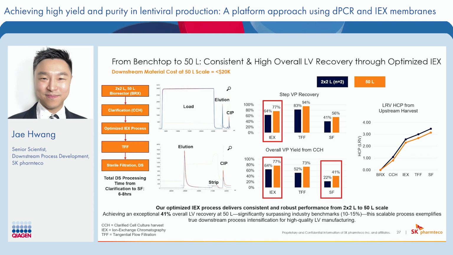The entire downstream processing, from clarification to sterile filtration, was completed in 6 to 8 hours, with downstream material costs just under $20,000 at the 50 liter scale. This performance represents at least twofold or higher improvement over the typical industry benchmarks of 10 to 15% overall lentiviral vector yield, showcasing our platform's capacity for high yield, scalable lentiviral vector manufacturing.